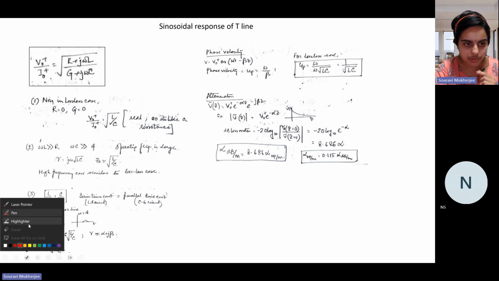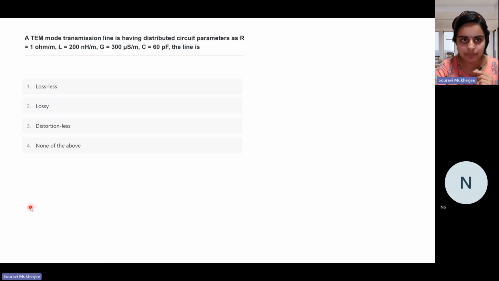So that was one part of the thing. Now, this is a similar kind of question which makes use of the formulas that we just discussed. Here it says that you have this TEM mode transmission line, and the distributed circuit parameters are given as this. Look at the fact that all of this is described as ohm per meter, nanohenry per meter. So it's defined as per unit length.